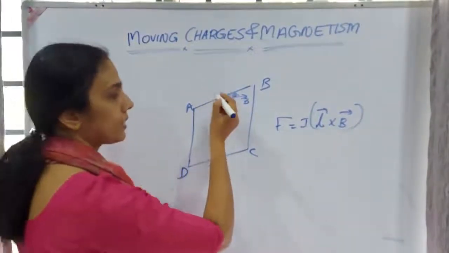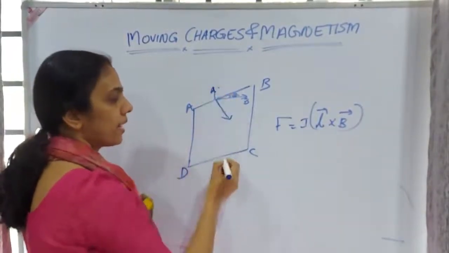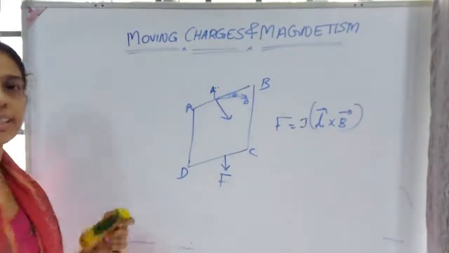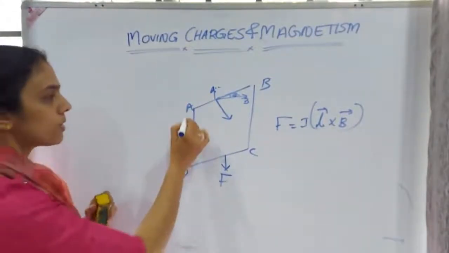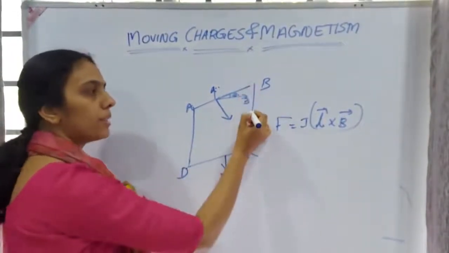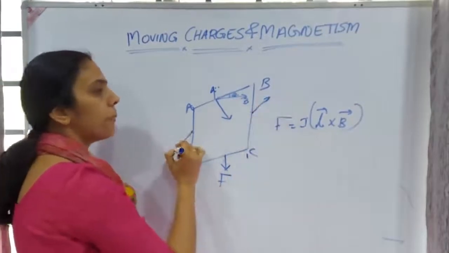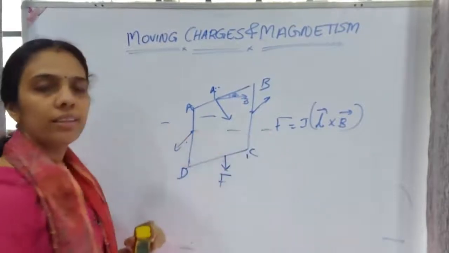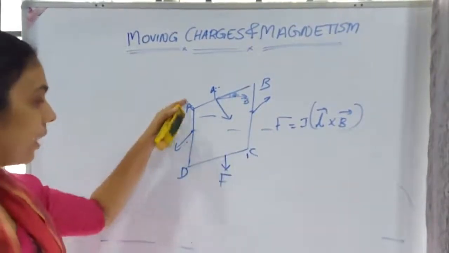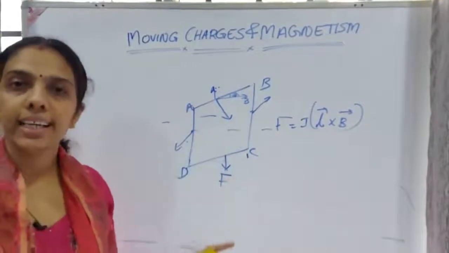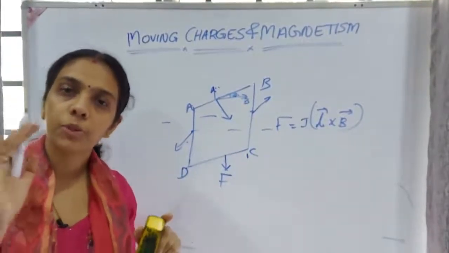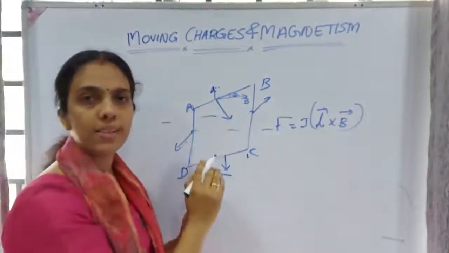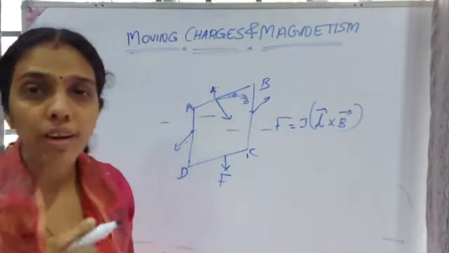Here force is acting, and the force will be acting in the opposite direction at the other side also. So these two forces will cancel each other. But what about the forces at AD and BC? These two forces are equal and opposite, but their lines of action are different. At AD and BC, they are two equal and opposite forces, but their line of action is different.